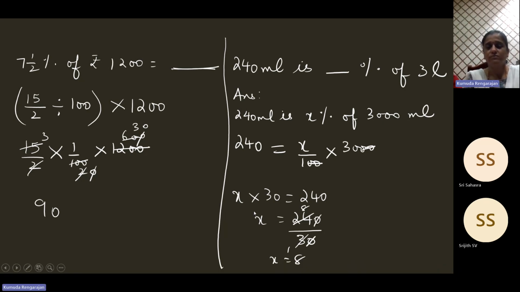Starting itself like 240 by 3000 into 100. Yeah, correct. I'm simplifying and then transposing. You are transposing and then simplifying.